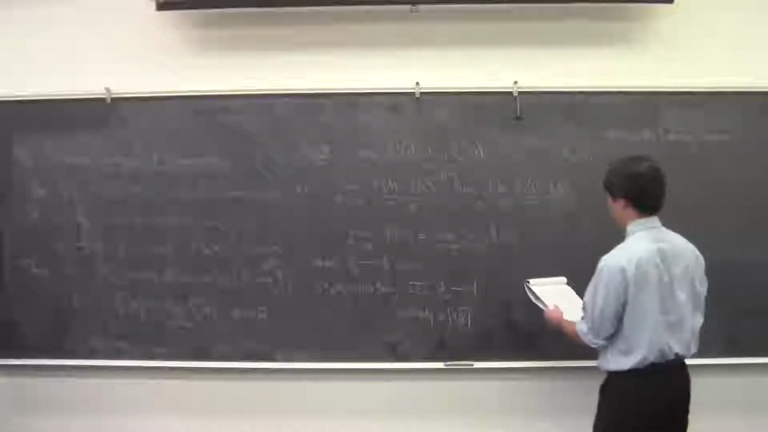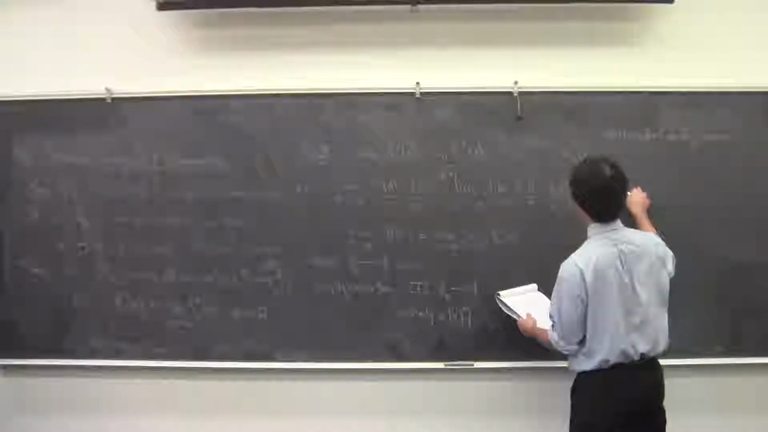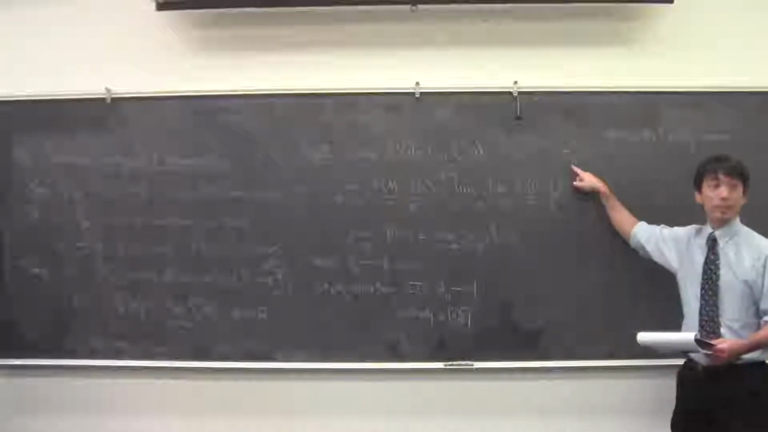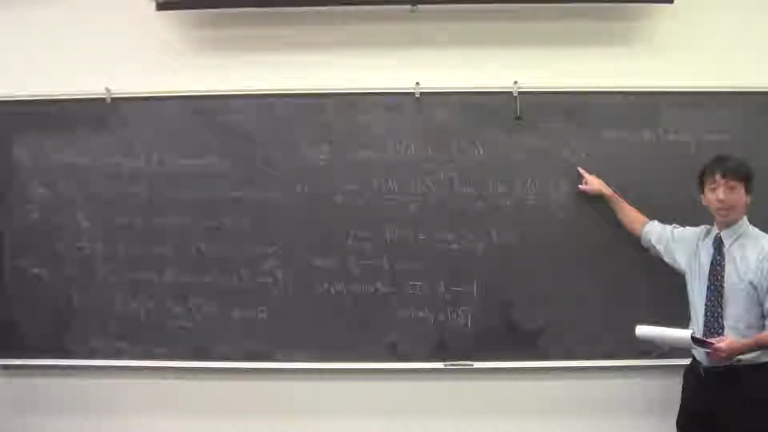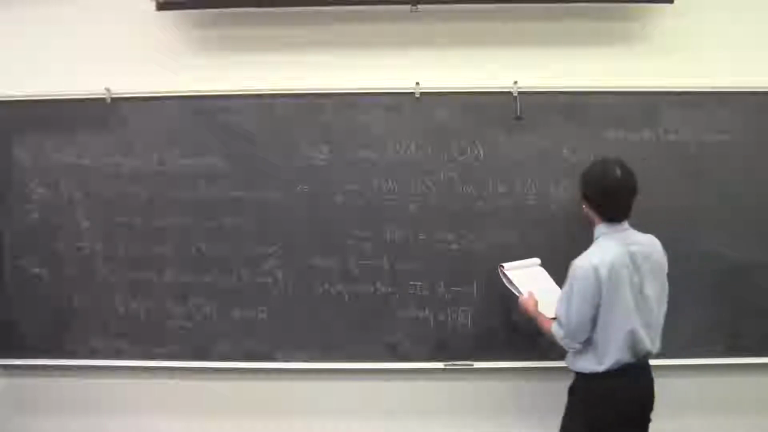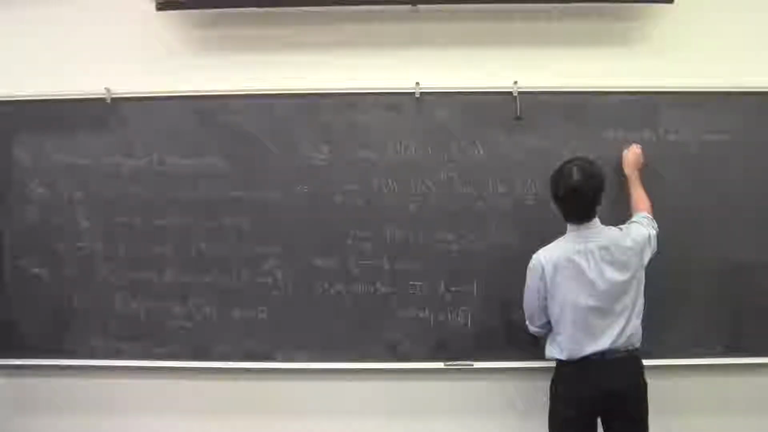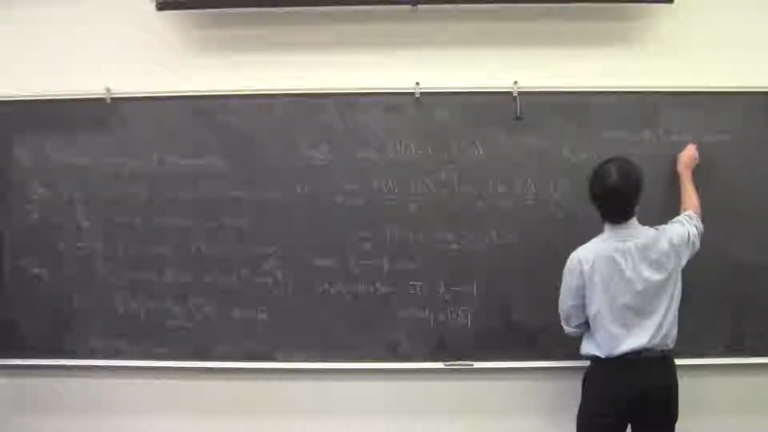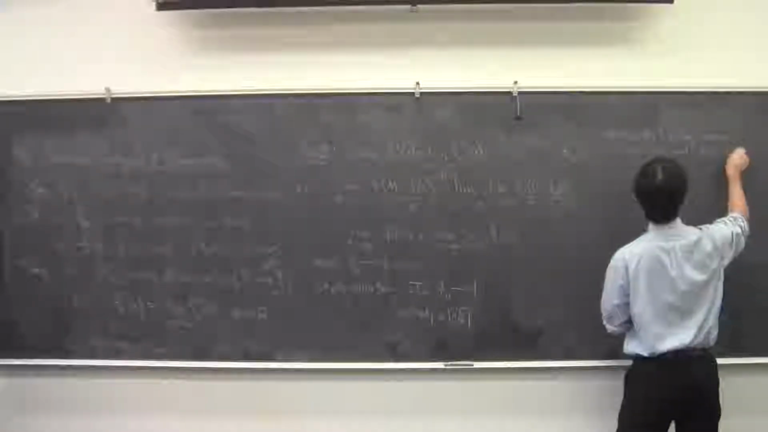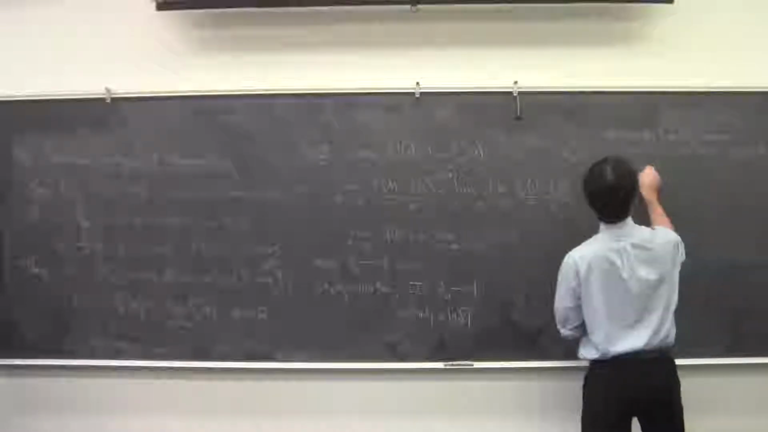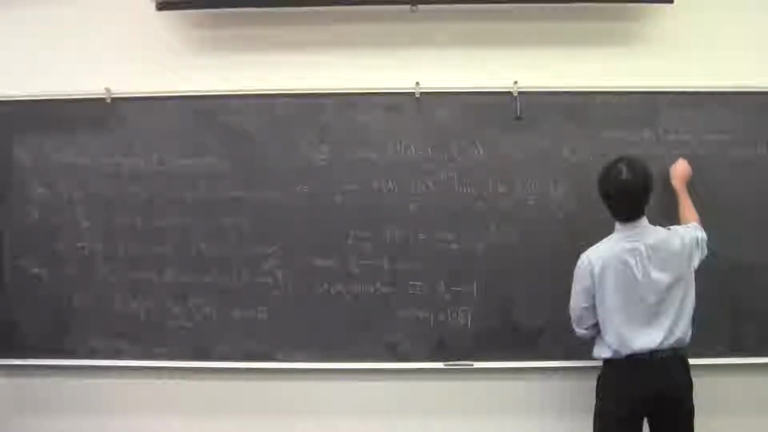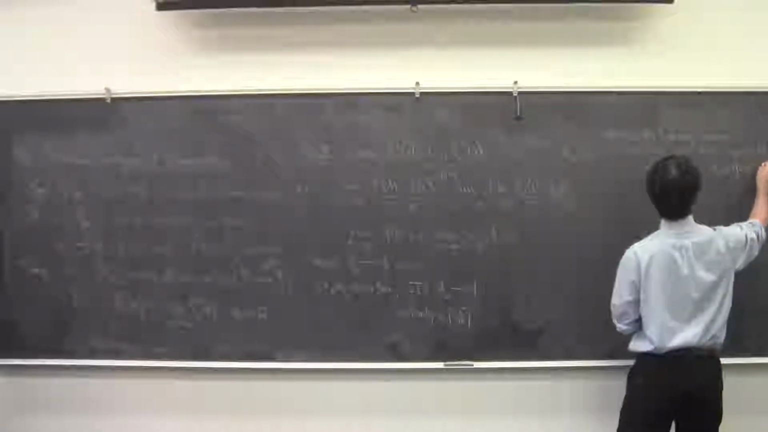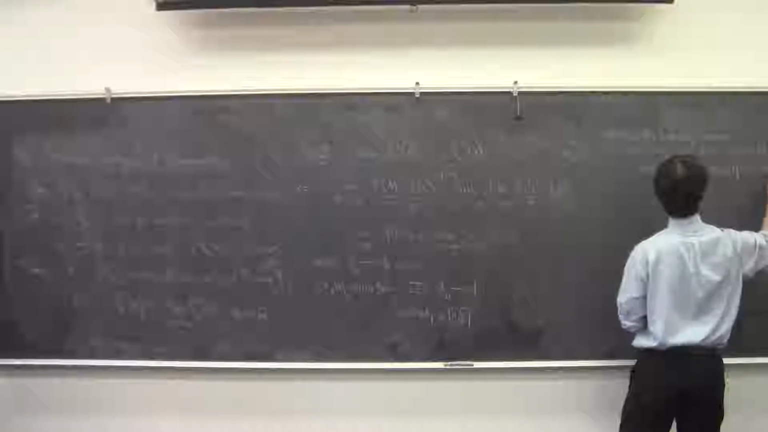Okay, so we want to control phi sub n minus phi sub m. Given epsilon, we want n such that n and m exceeding n implies that phi sub n x minus phi sub m x is smaller than epsilon for all x in AB.